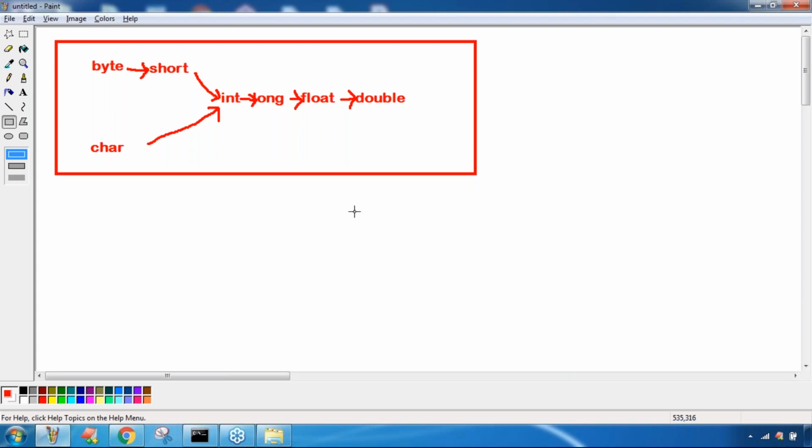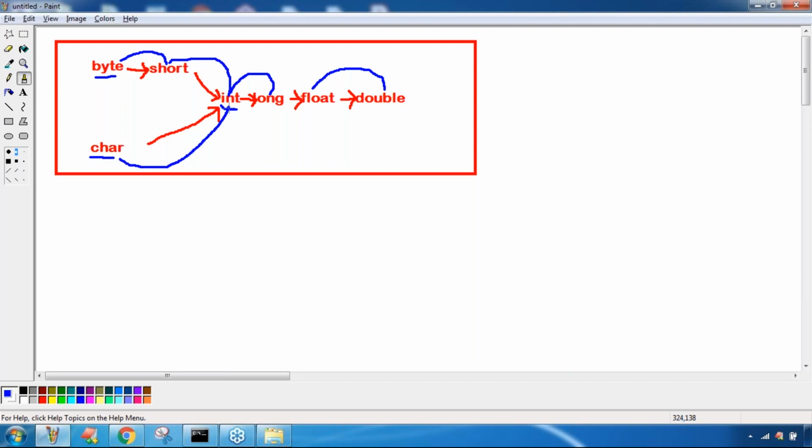Any doubt? Here you may have a doubt. Int is how many bytes? 4 bytes. 1 byte to 2 byte variable is acceptable. 2 byte to 4 byte acceptable. 4 byte to 8 byte acceptable. No problem, as I explained with the example, it is valid.